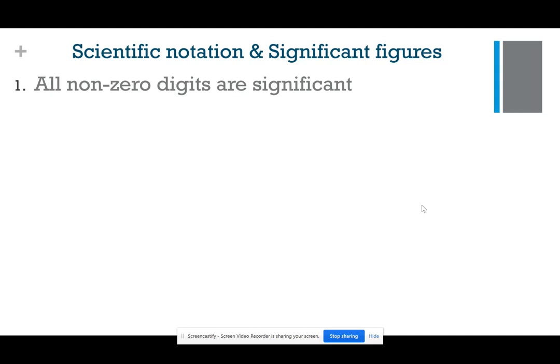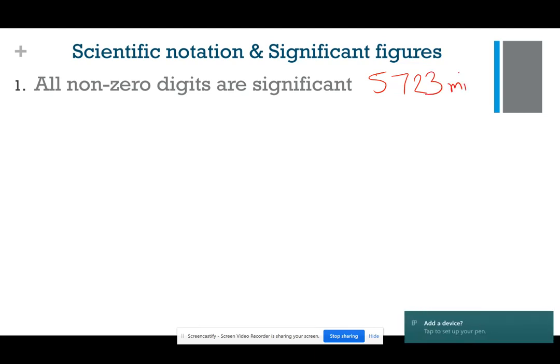So the first rule is all non-zero digits are significant. Zeros are where things get a little bit tricky. Anything that's not a zero is certainly going to be significant. So a number like 5,723 miles.